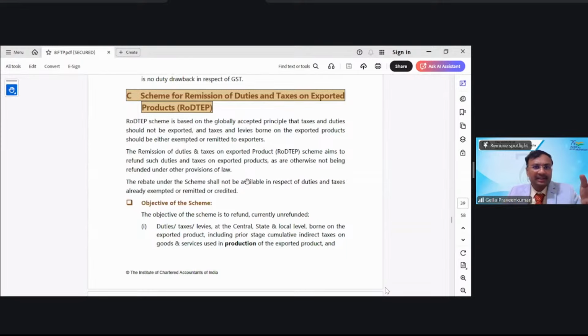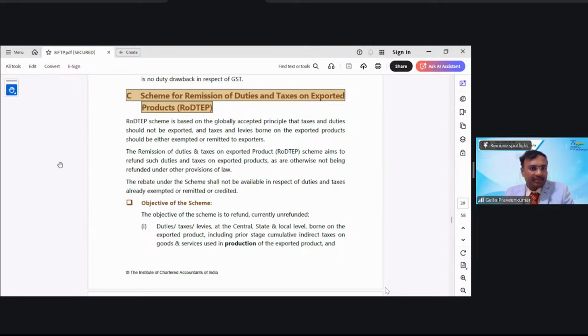RODTEP, the scheme of remission of duties and taxes, is also similar to your duty drawback. When I have paid this particular duty and the burden is there, they say that, look, since you have paid the duty, I'll give you a refund by way of remission of duties and taxes on the products which you have exported.